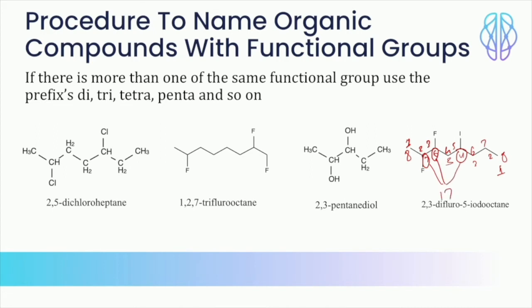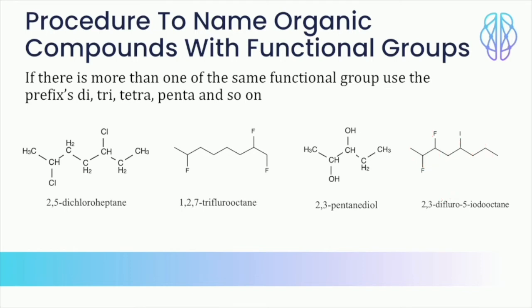However, from left to right, they're in the 2nd, they're in the 3rd, and they're in the 5th. So this gives me 10, which is a lot smaller than 17, right? So numbering from left to right.